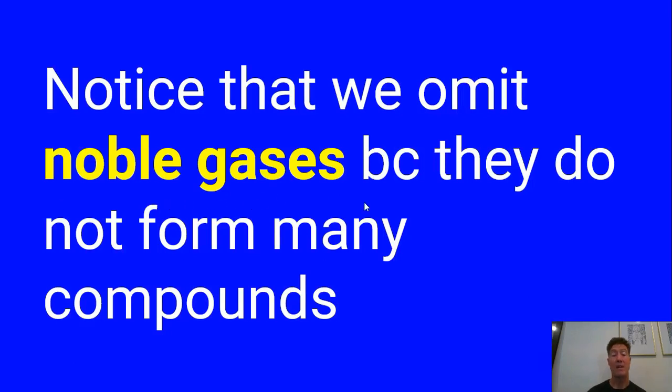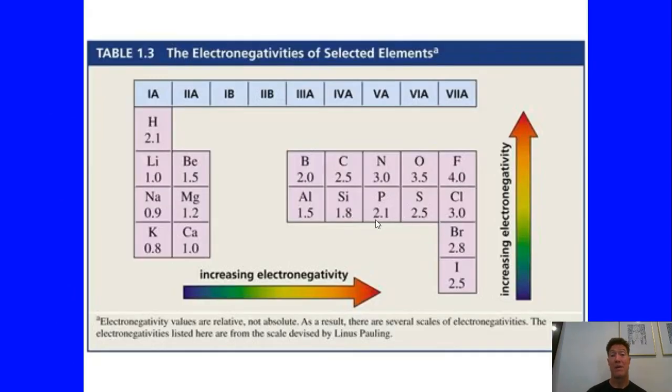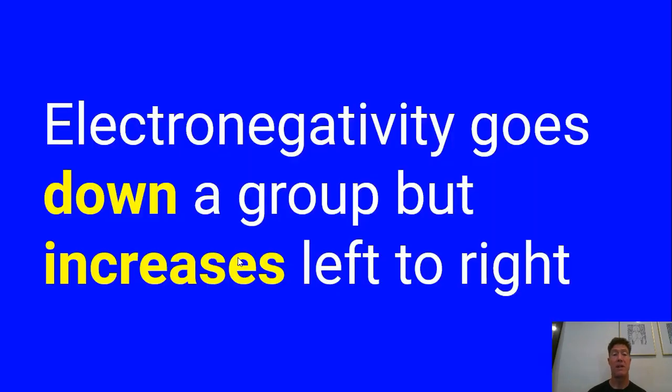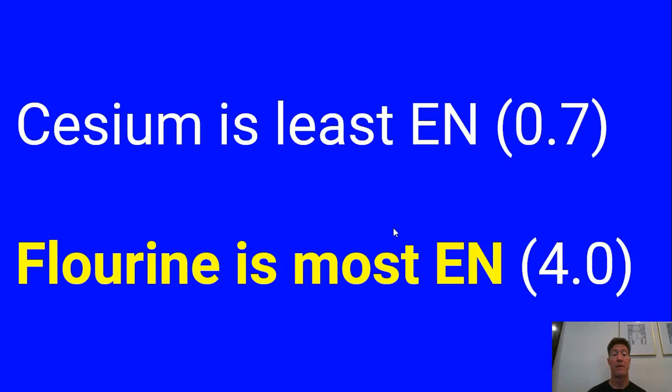Leave the noble gases out because they don't form any compounds. Again, we see the same pattern where we start here at the bottom left and we move to fluorine, increasing electronegativity. It goes down a group, but it increases left to right. Cesium is the least electronegative.